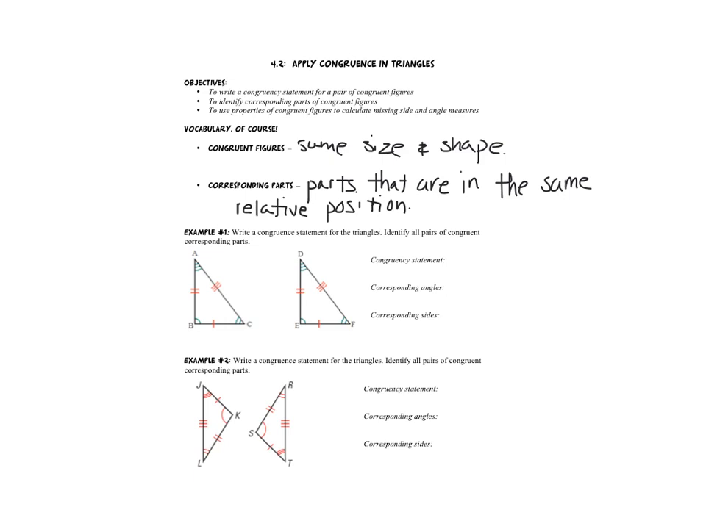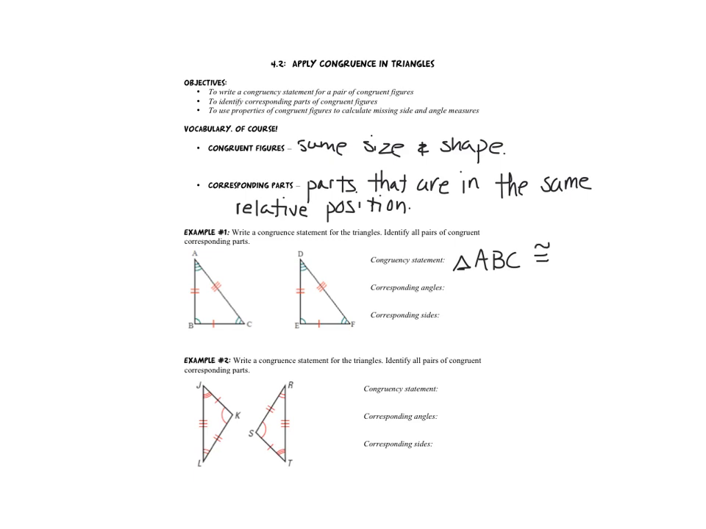All right, so the first example here, we want to write a congruent statement for the triangles. We want to identify all pairs of congruent corresponding parts. So for your congruency statement, what you're going to do is say which two triangles are congruent. So I could write my first one in whatever order I choose. I could say triangle A, B, C. I don't even have to give it any thought. I just write that triangle in any order that I feel like.